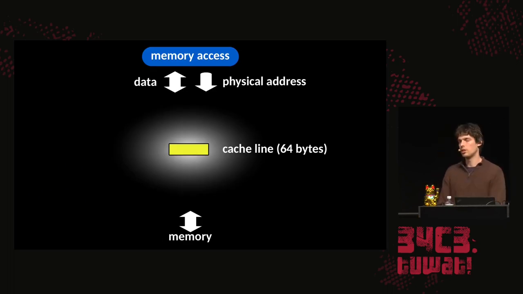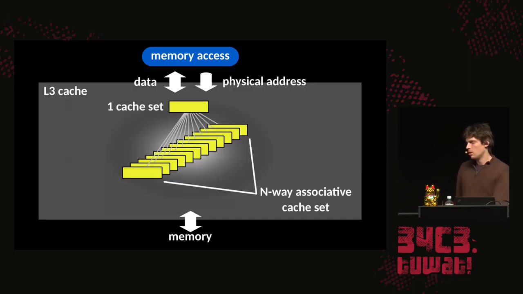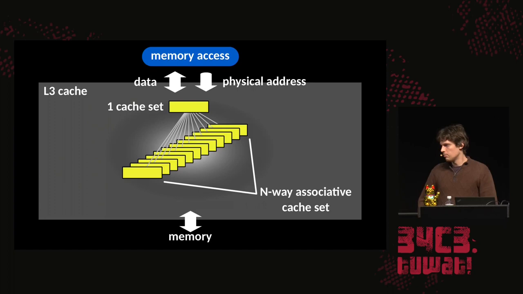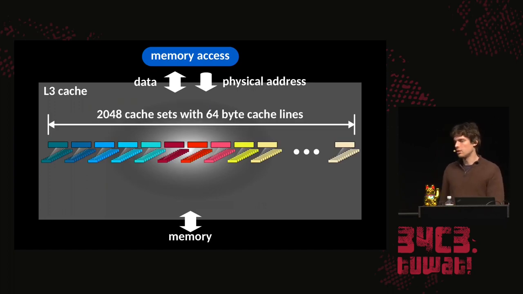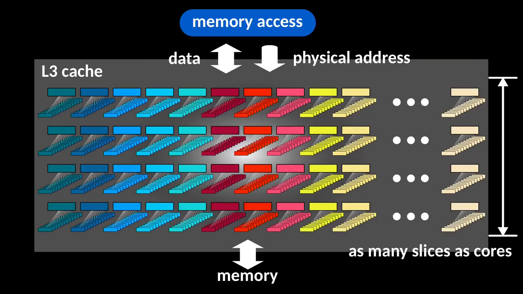So we'll be doing a timer attack on the last level cache. And when the CPU accesses memory, everything is on the granularity of a cache line, which is 64 bytes. Within, for example, the level 3 cache, a certain physical address maps onto a certain cache set. And this cache set can, for example, on a 4-core desktop Intel machine, contain 16 different cache lines. And I'll talk about a modern Intel machine, but the concept translates also to other microarchitectures. So per core, there are 2,048 cache sets, which are called a slice. And on a 4-core machine, you have 4 slices. And these slices are shared among all cores, but it's just the way Intel has organized their cache.